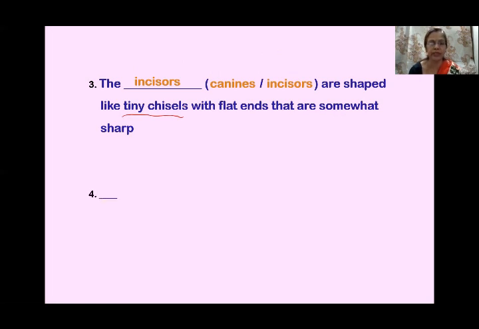Now the next question is, dash help tear food. Now we were just talking, which type of tooth helps in tearing food? First option is canines. Second option is premolars. So tearing of food is carried out with the help of which type of teeth? It is canines.